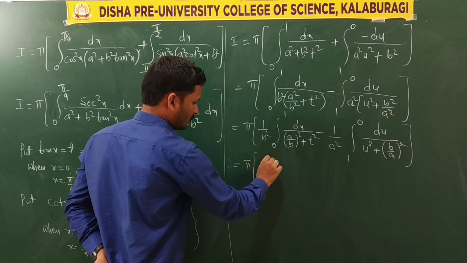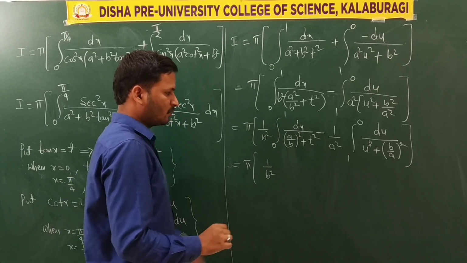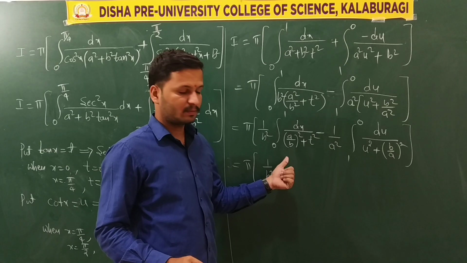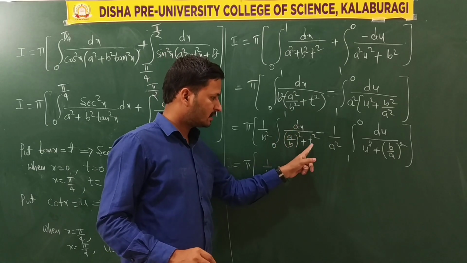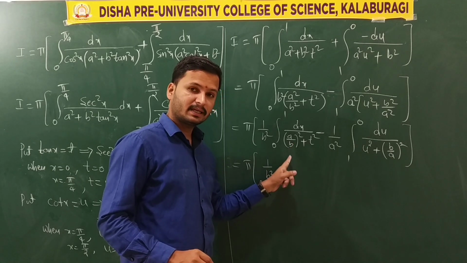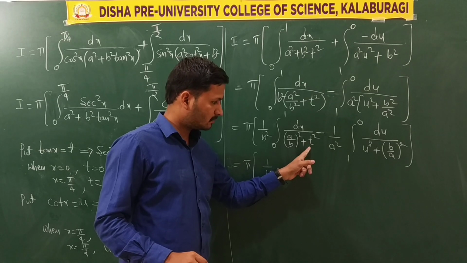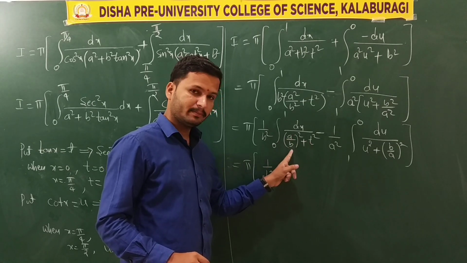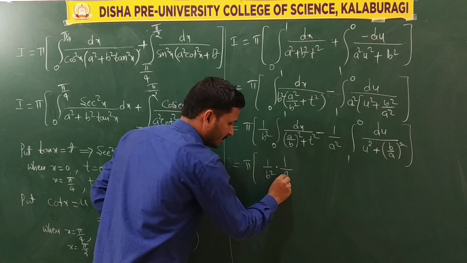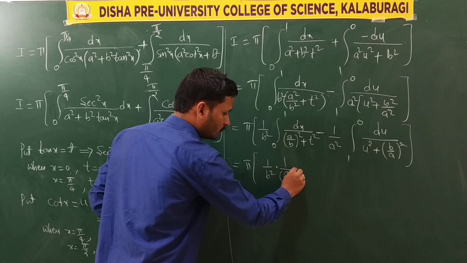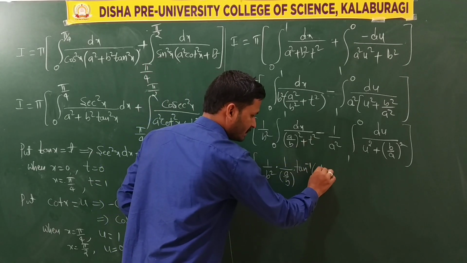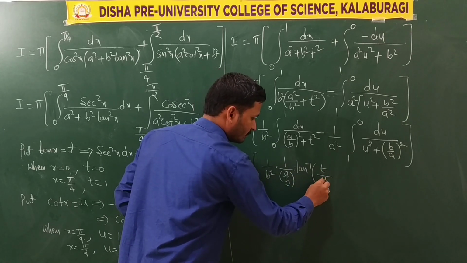5 times of 1 by b square again. Now see, this is of the form integration of 1 divided by x square plus a square. 1 divided by x square plus a square is 1 by a tan inverse of x by a. So here the variable is t, the constant is a by b. 1 divided by a is b by a, 1 by a into tan inverse of x by a. Here x is t, a is a by b.